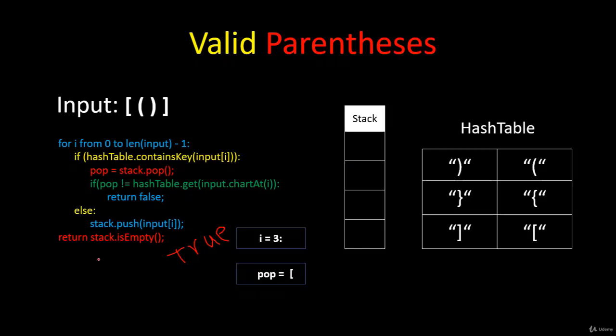And this solution takes Big O of n time complexity because we have to visit each character in the string once. The solution takes space complexity Big O of n, where n is the length of the given string. For the worst case scenario, we might have n elements in our stack, so space complexity is Big O of n. Hope this concept is now clear.